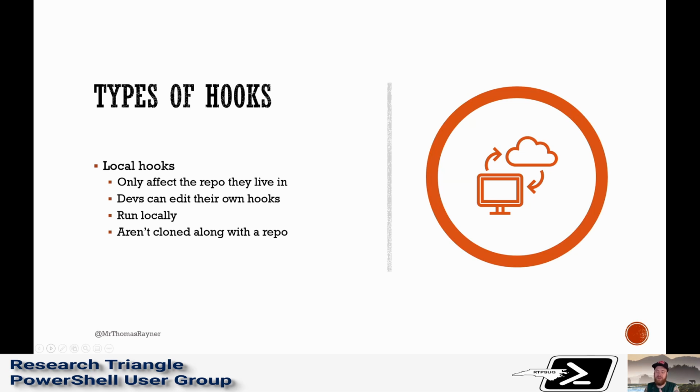So that's the copy that's downloaded to your computer. That's the copy that your peer downloaded to their computer. Those in this context are different repos. It's the same Git repository, it's the same project, but in this case, these hooks live in your specific instance of that repository. And therefore, developers can edit their own hooks because they just run locally and they're not cloned along with the repository.